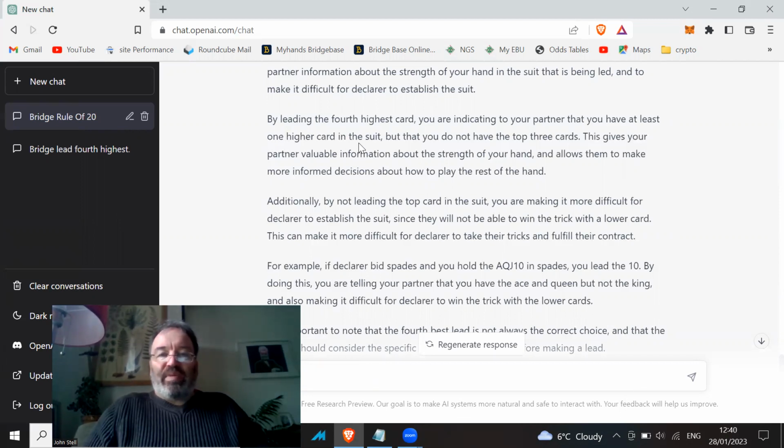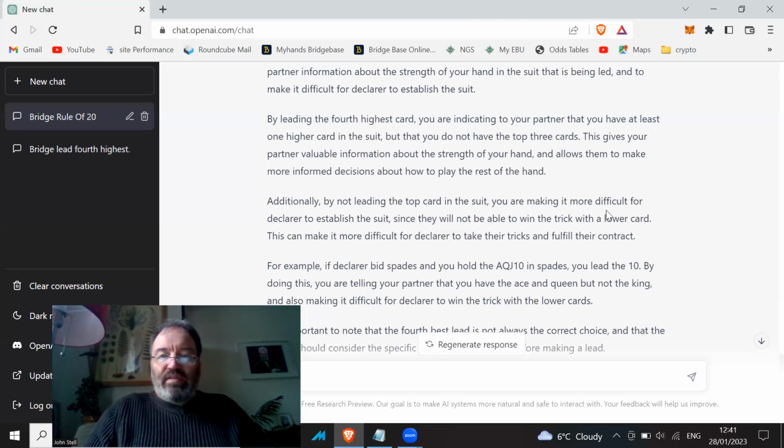Yeah? Additionally, by not leading the top card in the suit, you are making it more difficult for the declarer to establish the suit. Right, so I think what they're saying, yeah, that's true. So if you had something like king, 2, 3, 4, if you play out the king rather than the 4th highest, if they've got ace, queen, jack, 10, for instance, and you play out the king, they can just play the ace and they've established the suit if they've got queen, jack, 10, something like that. So that's why you wouldn't lead the unsupported king, let's say, and that's why you lead 4th highest.